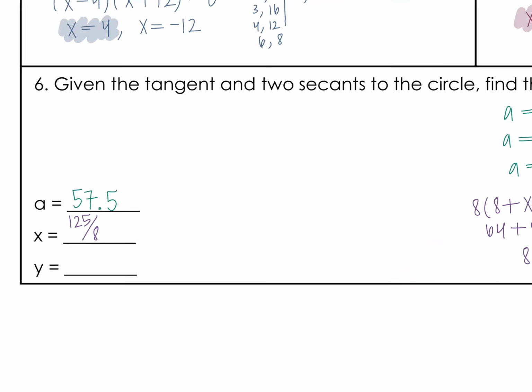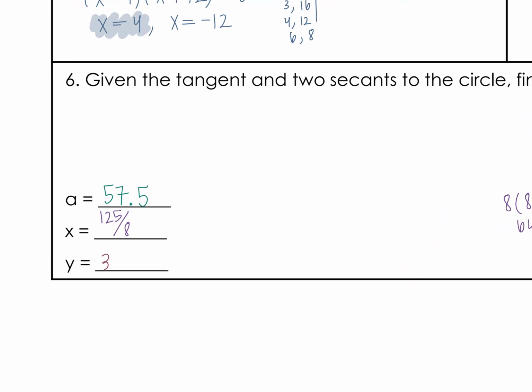All right, so let's just fill that in. We have that y is equal to 3 square root of 21. And that is it for this lesson over our segment lengths.